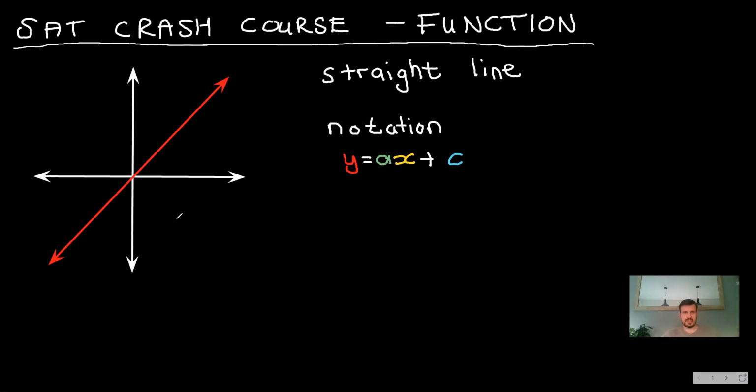Now, the straight line function is the most basic function. So if you have a graph like this, you have your y-axis here, which is the one that goes vertically, and then you have your horizontal axis. Okay, so those are your two axes, and then you could have a function that would have a straight line. This notation is often, they'll say y equals ax plus c. This is the basic form of a function.